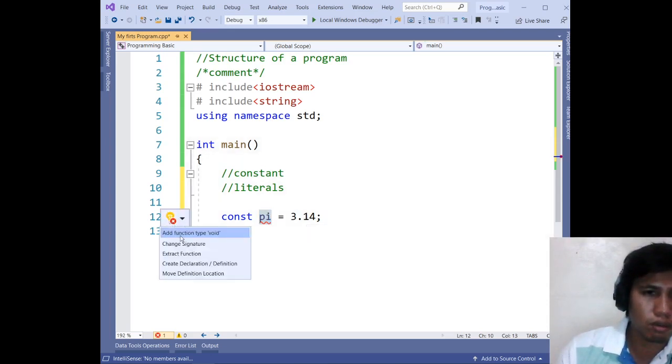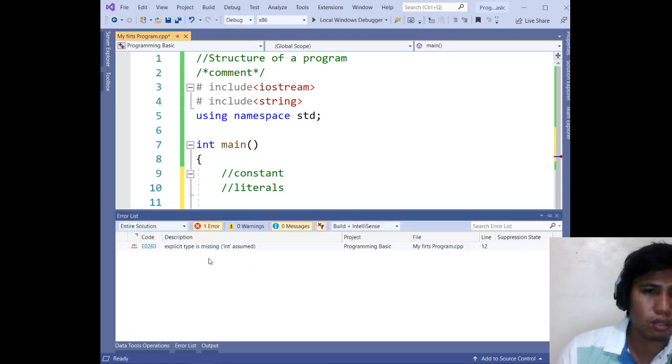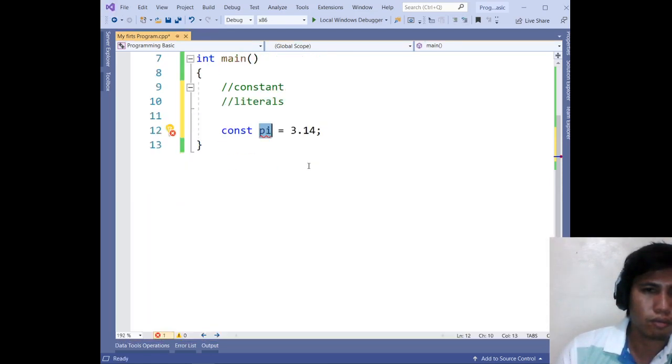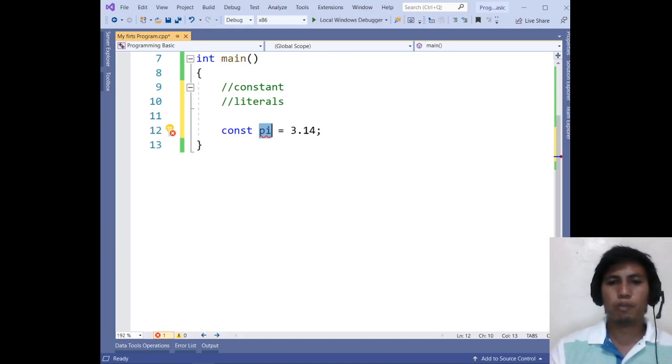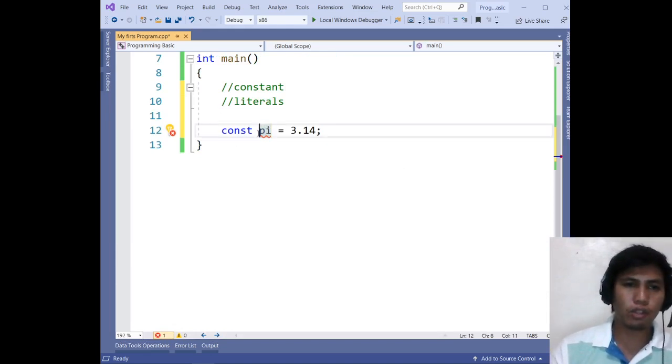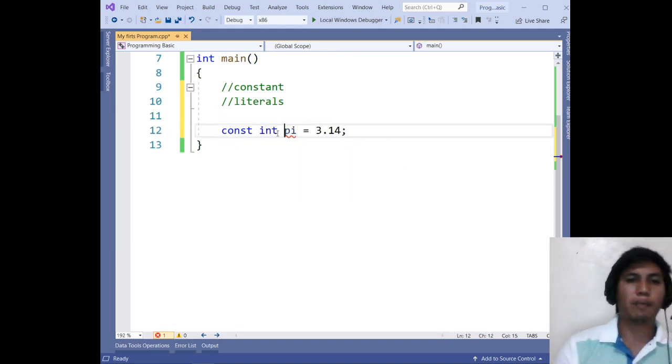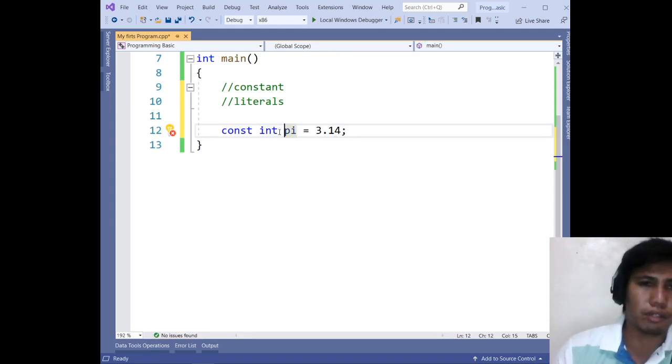What's the error? Ah, it should be the const keyword, then the type, then the identifier, I should say. So we have the const keyword, the type, then the identifier name, then we have the value. That is the first way on how to declare a constant.